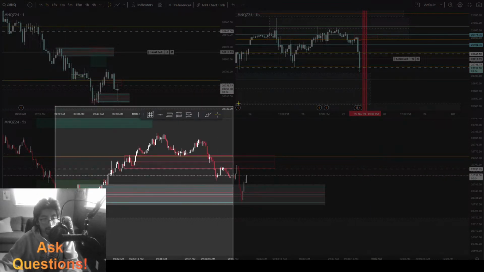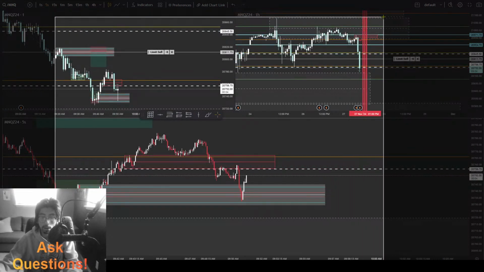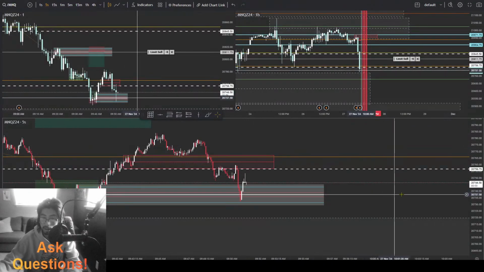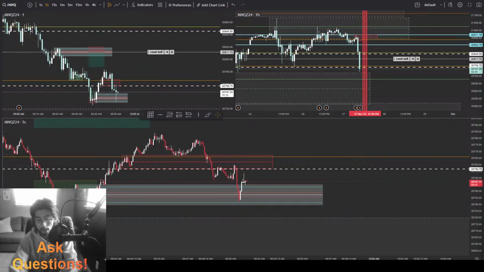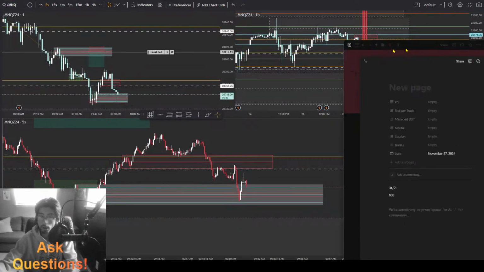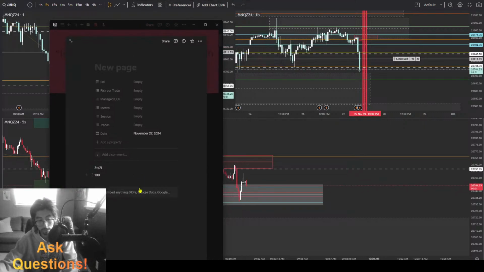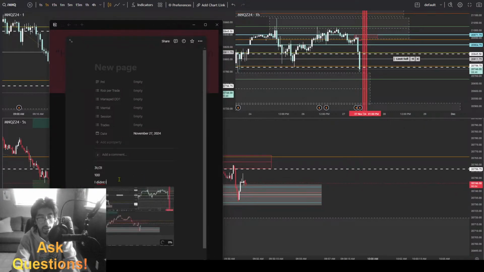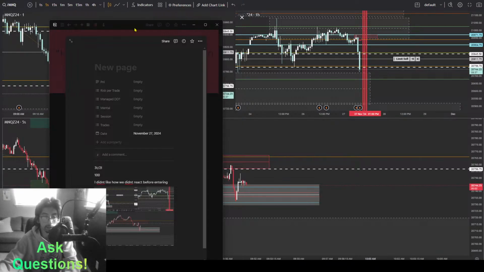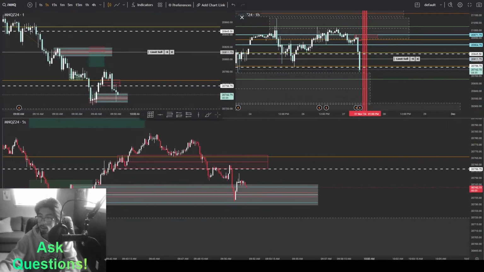Even yesterday, I saw zones were filling before reacting. I just don't like that. Okay, let me put this down. I'll journal right in front of you too, so you can see. I didn't like how we didn't react before entering. I think that was basically it. Well, that's our first trade. It's a win, so we're up one right now.